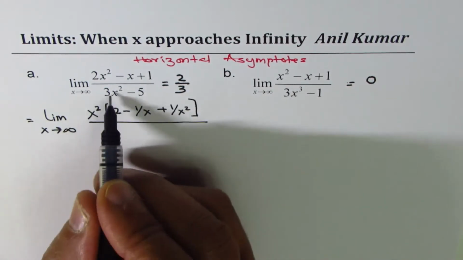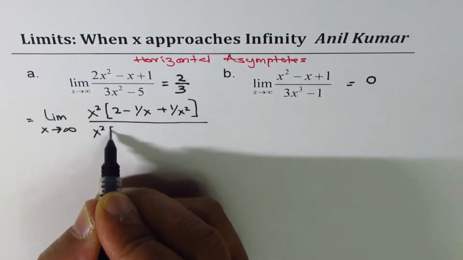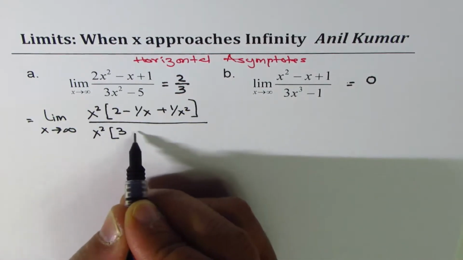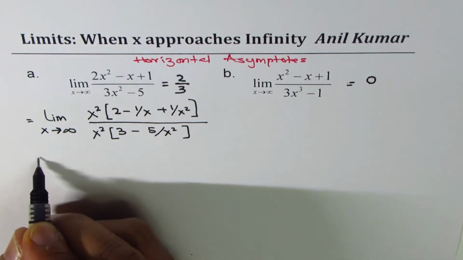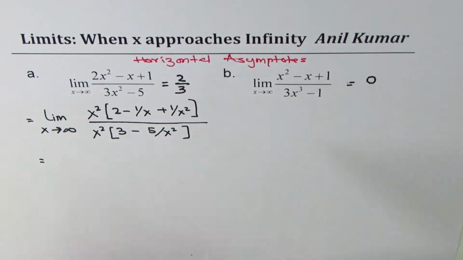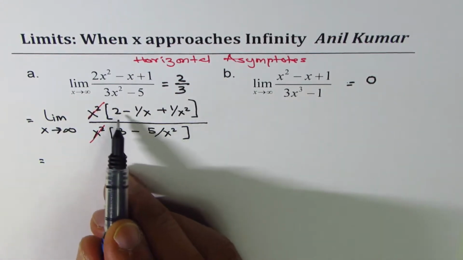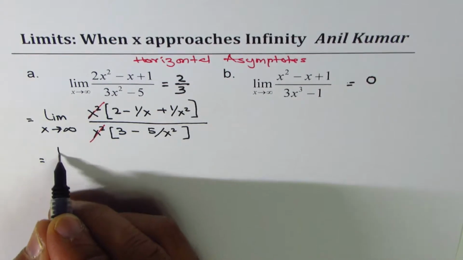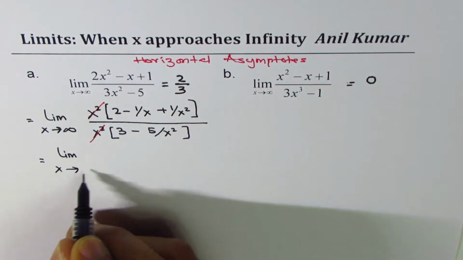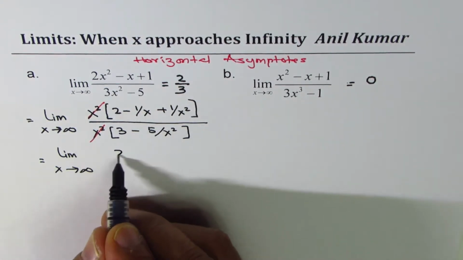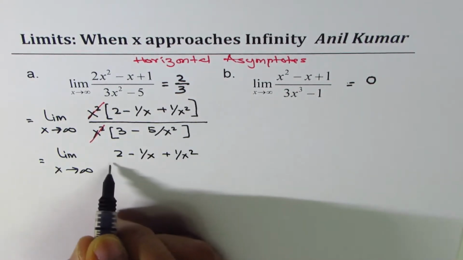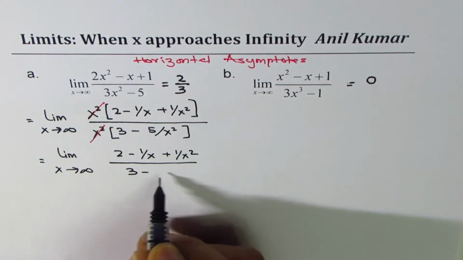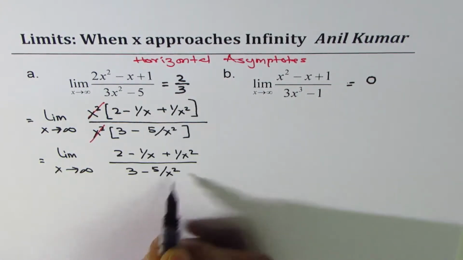In the denominator, I'll take x squared common again. I get 3 minus 5 over x squared. Perfect. Now we can cancel x squared and x squared. So we're left with 2 minus 1 over x. So let me write this as the limit as x approaches infinity. We have 2 minus 1 over x plus 1 over x squared divided by 3 minus 5 over x squared.